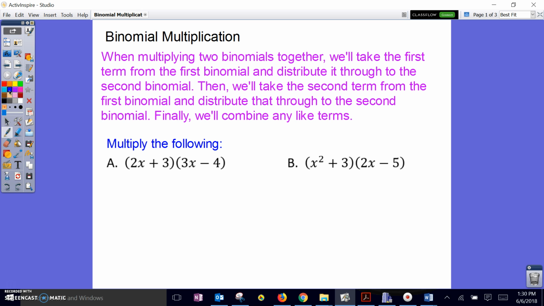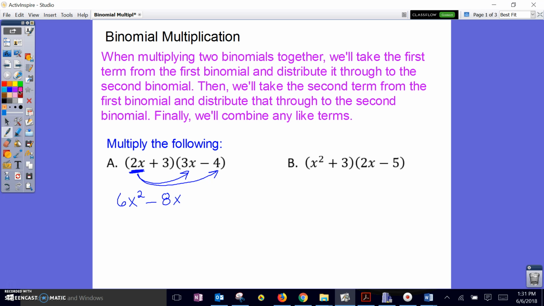So let's start by taking the first term of the first binomial, and we're going to distribute that through to the second binomial. So we're going to take 2x times 3x, it gives us 6x squared. And we're going to take 2x times minus 4, gives us minus 8x. And that takes care of the distribution of the 2x to the second binomial.